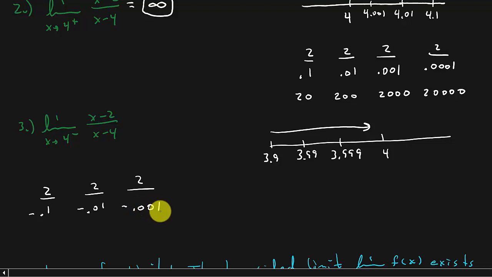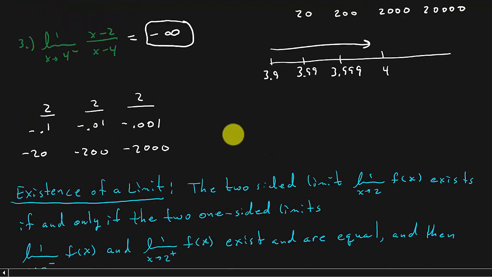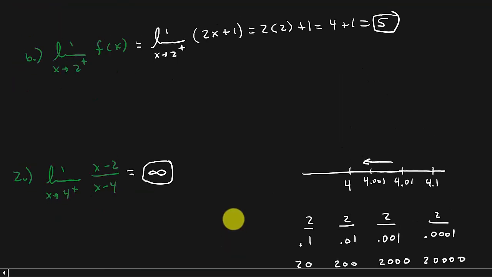All right. So what are we getting here? Well, it's the same thing as up here, but it's negative. Okay? And so you can see this, the closer we get to 4 from the left-hand side, that whole fraction is going to negative infinity. All right? So I hope all that made sense. Okay? And that's pretty much your one-sided limits there. Okay?